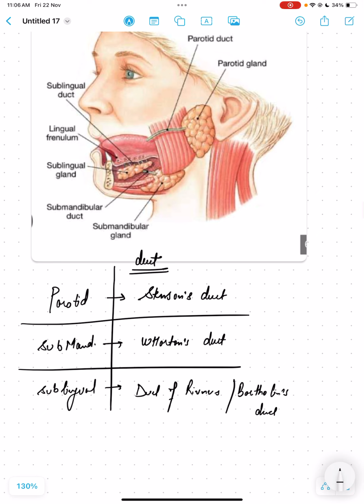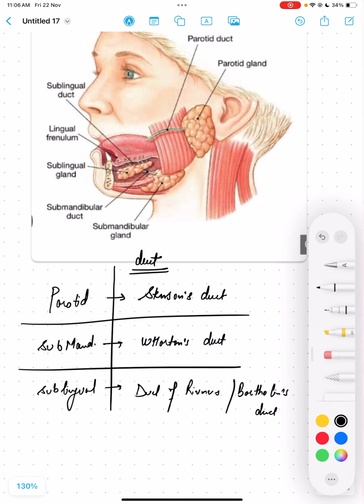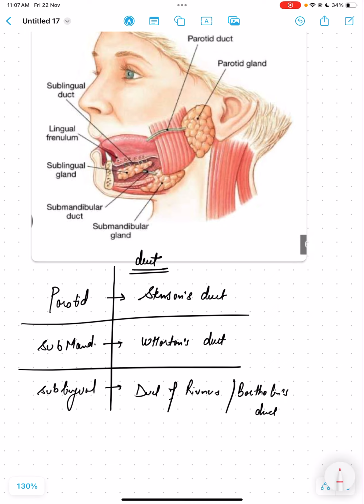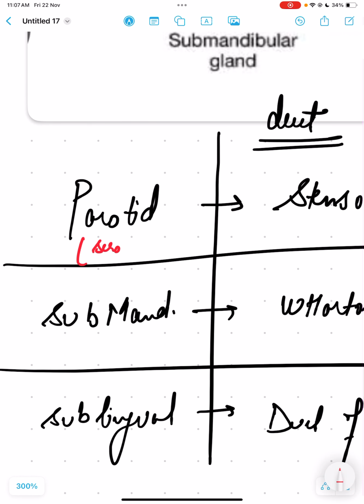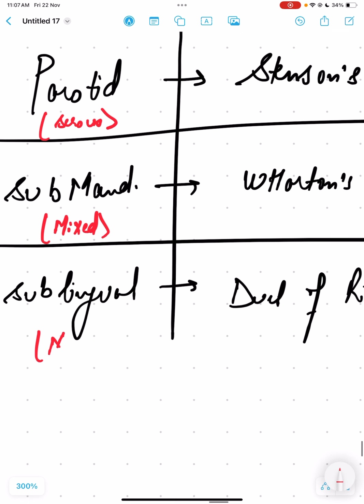Okay, and you should remember which gland is serous and which gland is mucous, as all of us find it very difficult to remember this. So you can remember it very carefully. Our parotid gland is purely serous, but our submandibular gland and our sublingual gland are mixed glands.